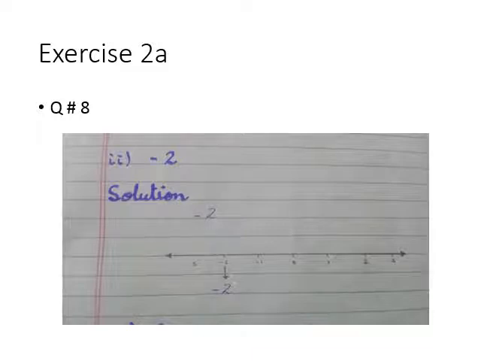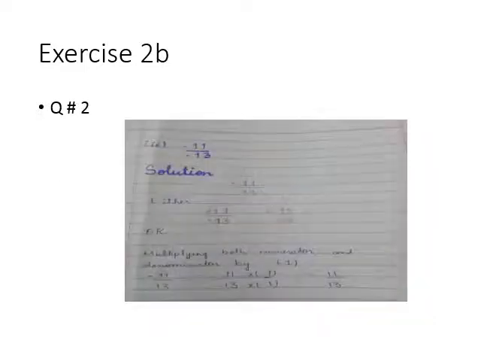We have to represent the rational numbers on the number line. As we know, on the number line, in the center we will write 0. On the right side we will write the positive integers, and on the left side we will write the negative integers. We have to represent here minus 2, so we will mark exactly at minus 2. Next exercise is exercise 2b, and we will solve here question number 2. Express the following rational numbers in standard form.